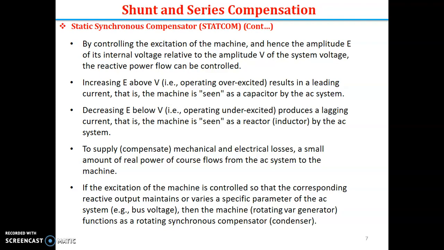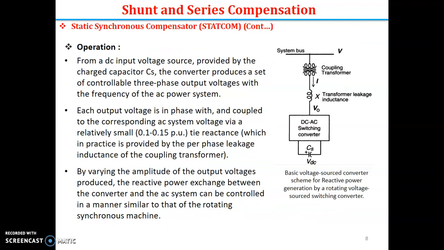Now, what is STATCOM? The principle of operation of STATCOM will be the same, but here you will have DC to AC switching. Here we also have AC to DC switching. We may have both AC to DC as well as DC to AC for the opposite direction. So these devices will act as an inverter or rectifier. So we may treat it as a converter.